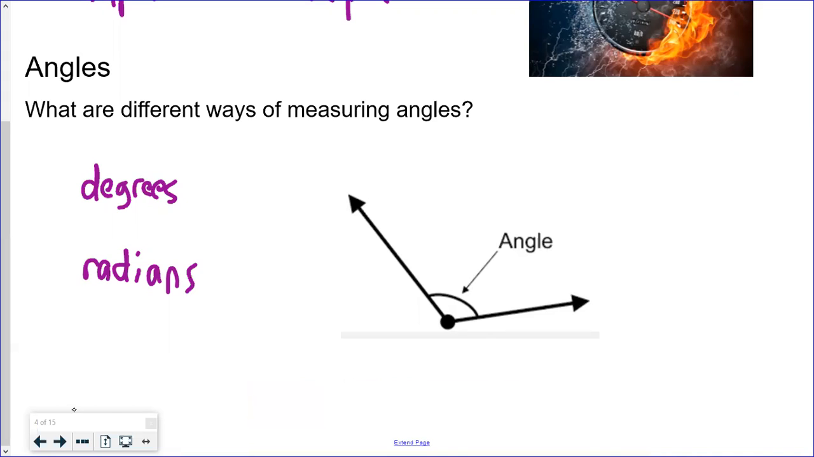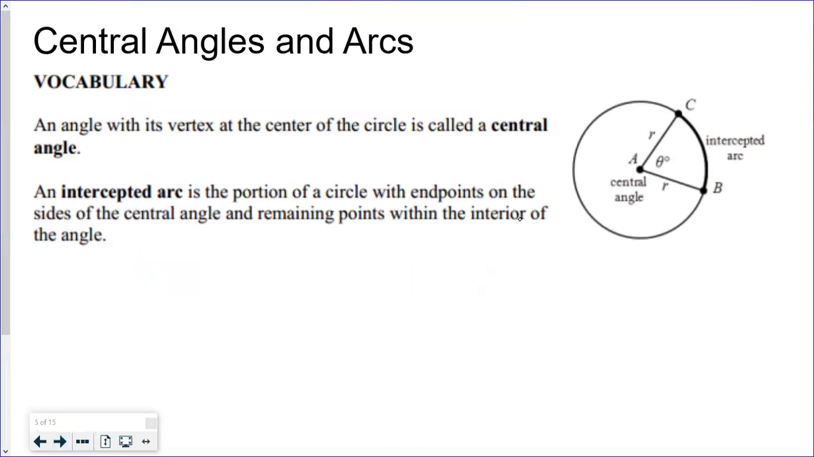That's great. So here's a question. What does the word radian remind you of? What does it sound like? Radius? Yeah, radius. There you go. When we're talking about a circle, the radius is a line segment that goes from the center to the edge of the circle like that. So here is a radius.